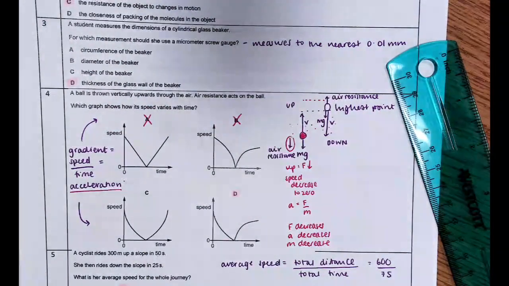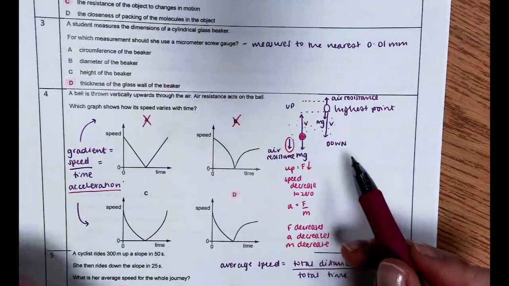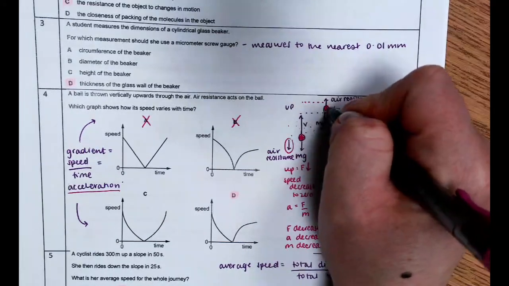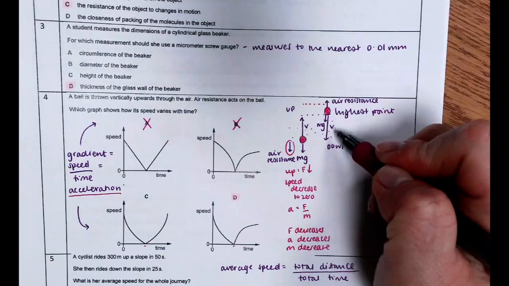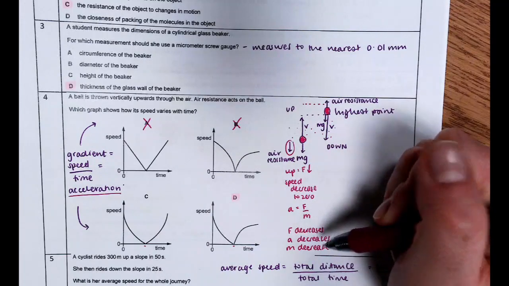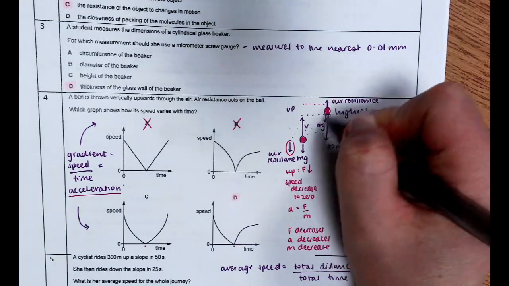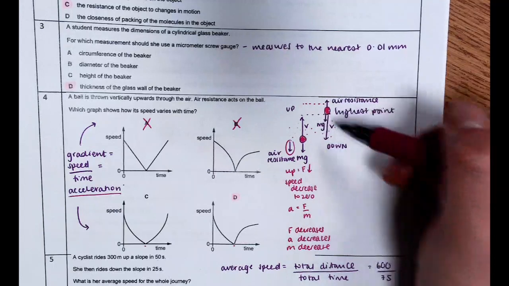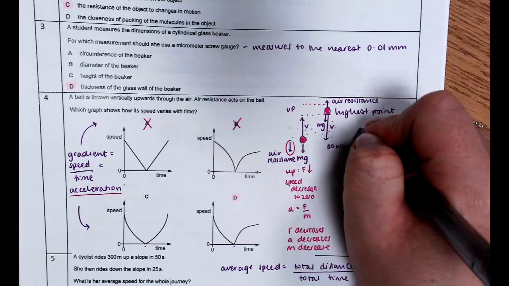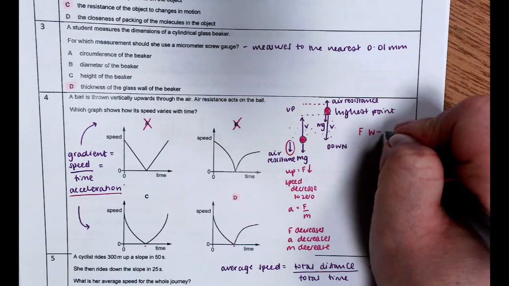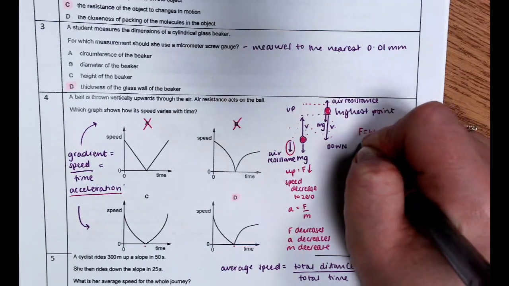Now let's think about what happens on the way back down. The ball is now at its highest point, so we've reached this point on the graphs. We've still got the weight acting down, but this time we've got the air resistance acting up. So the air resistance now is opposing the weight, and overall the resultant force is going to be smaller. The resultant force is now the weight minus the air resistance, and therefore it's a smaller value, so the acceleration isn't going to reach the same value that it did before.